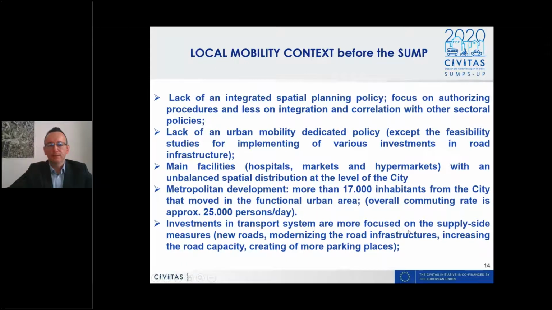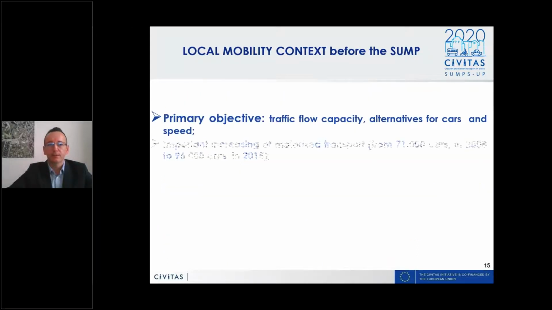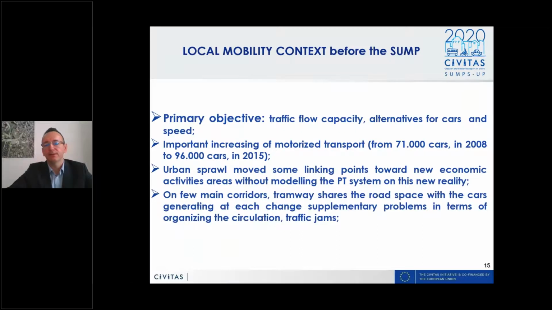Investment in the transport system was more focused on supply side measures. This means the development of new roads, modernizing the existing road infrastructure, increasing the road capacity, creating more parking places. This was the context before the SUMP in 2013, when the primary objective was to increase flow capacity, to find alternatives for cars and increase the speed.